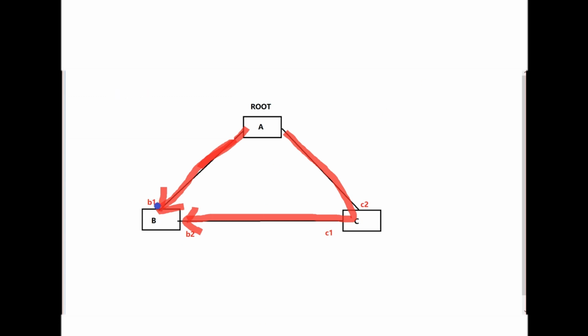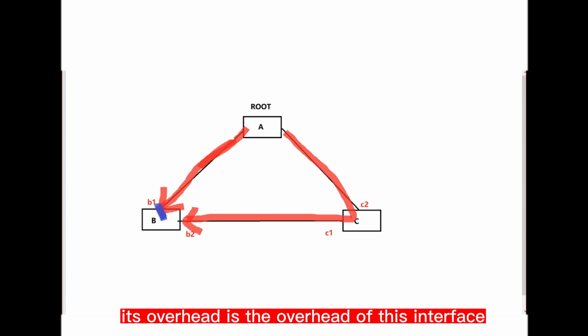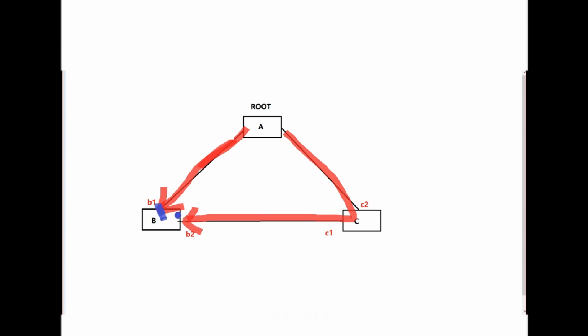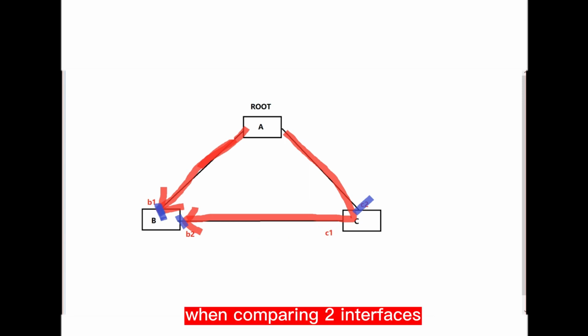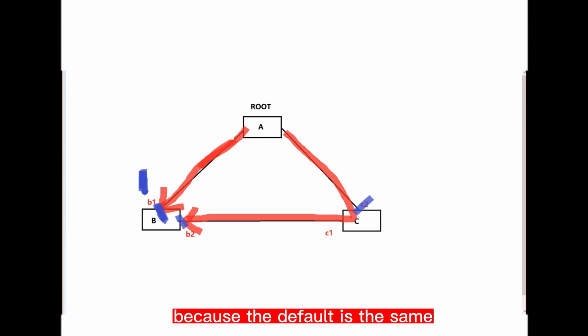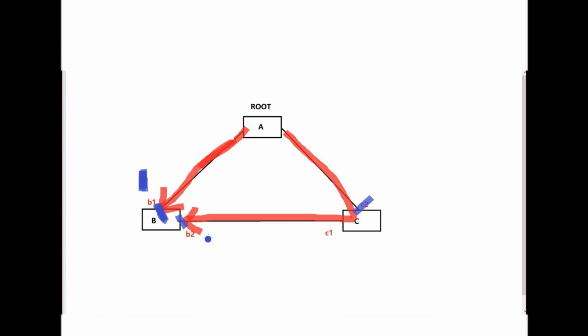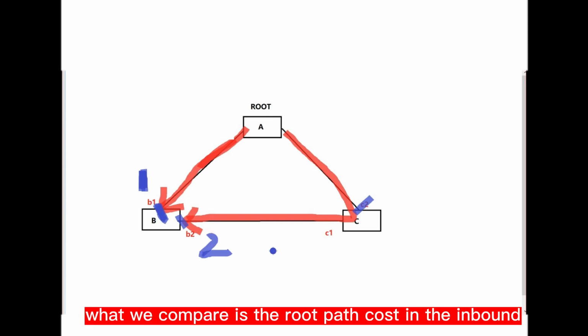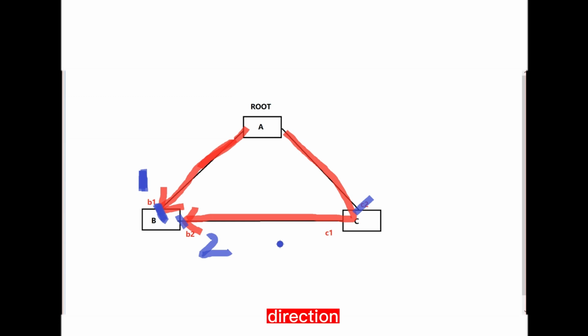Then, for B1, its cost is the cost of this interface. For B2, its cost is B2 plus C2. That is, on device B, when comparing two interfaces, assuming each counts as 1 by default, we just calculate as an example. For B1 it is 1, and on the right it is 2. What we compare is the root path cost in the inbound direction. Here a message comes in through only one interface, so it is 1.